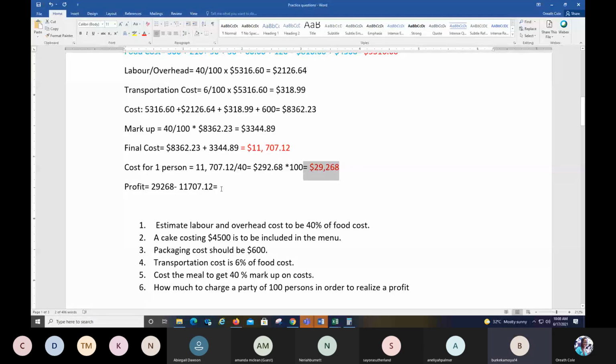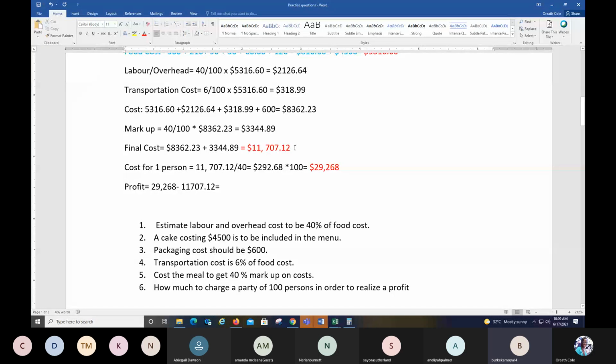Miss, the thing where we are confused is the yield. We kind of mix it up already. Remember, the yield was for 40, that figure never changed, and that's why. Talk again, Miss. $11,707 and 12 cents, the final cost. That was for the yield of 40 persons.